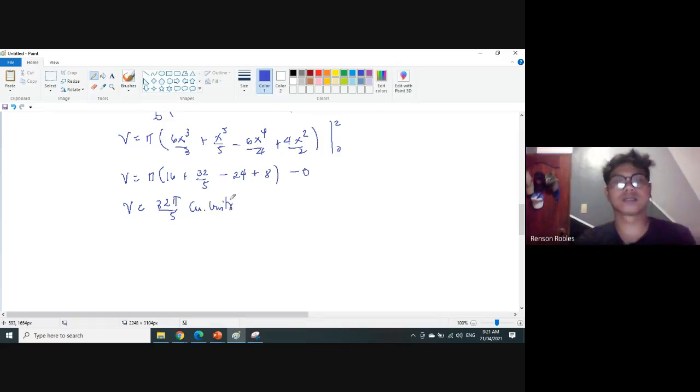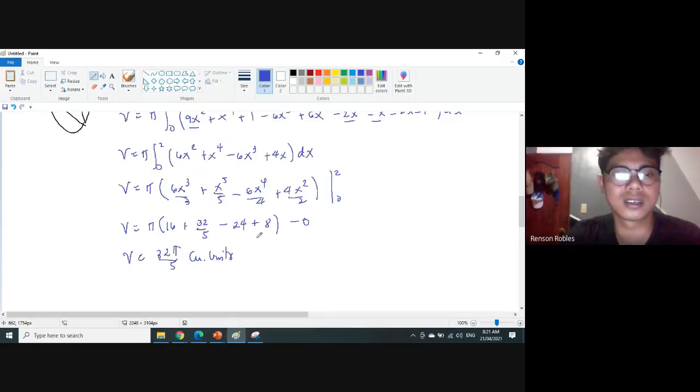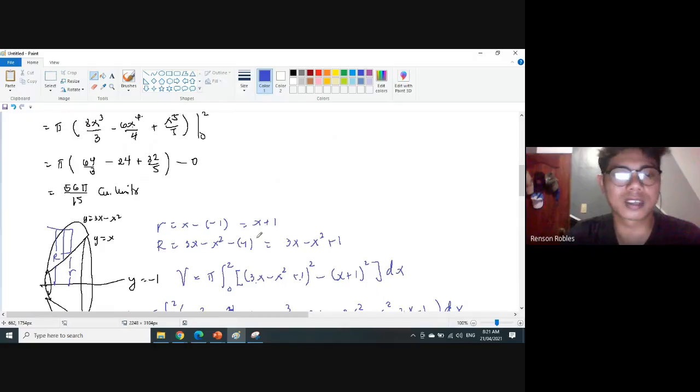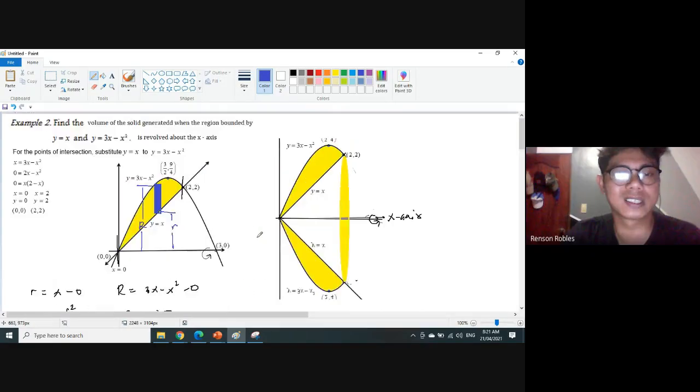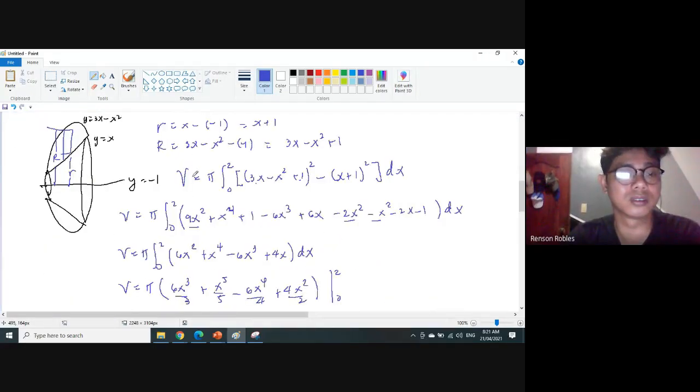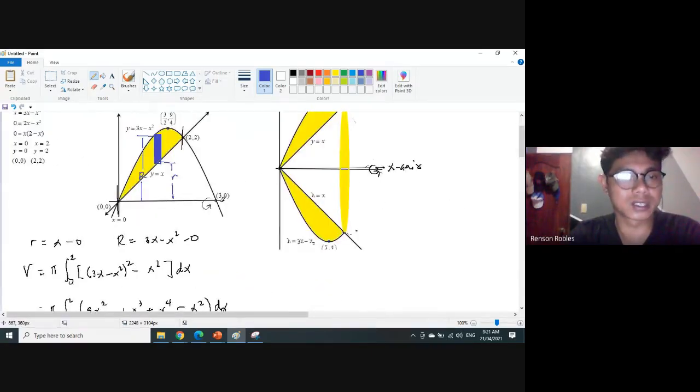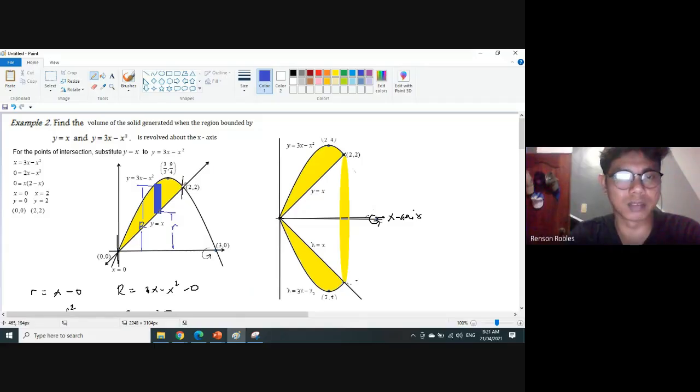Okay, so that's it. As you can notice, in a specific problem, I can modify it into many problems. It depends on the axis of revolution. I can be playful with this problem, and I can give you many problems from this. It depends on the axis of revolution. So like this one, the axis of revolution is the line y equals -1, and x equals 0, and then I can still modify this.